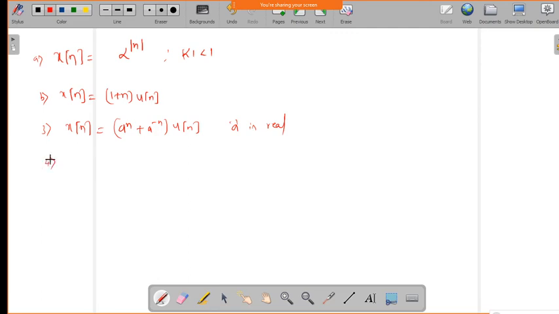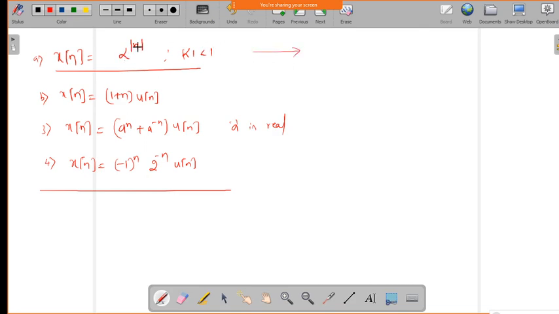The fourth one we can take as x of n equal to minus 1 power n into 2 power minus n into u of n. So take this one, and the first one you try to evaluate. This is a general form. Whenever we replace the value of alpha, we can use this and tell the Z transform for the corresponding value of alpha. So in the general way we can extract the Z transform, and if the problem is given for a particular value of alpha, you can directly write it.